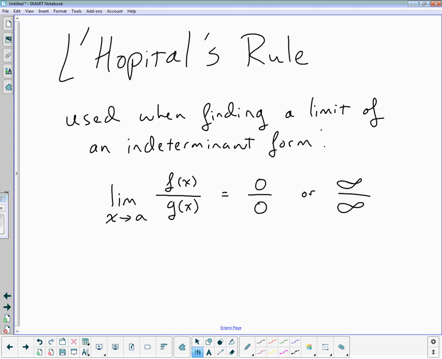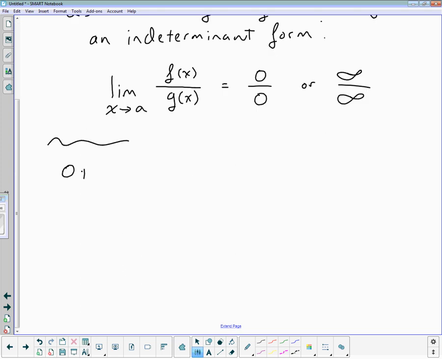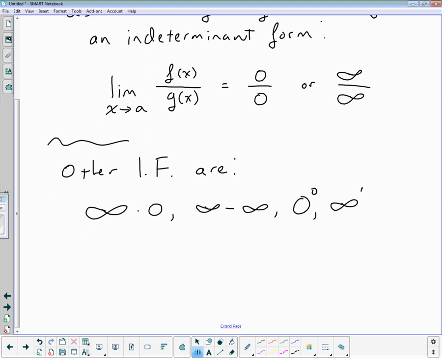Okay, some other indeterminate forms are infinity times 0, infinity minus infinity, all of those are indeterminate forms. However, L'Hopital's rule does not apply to any of those.